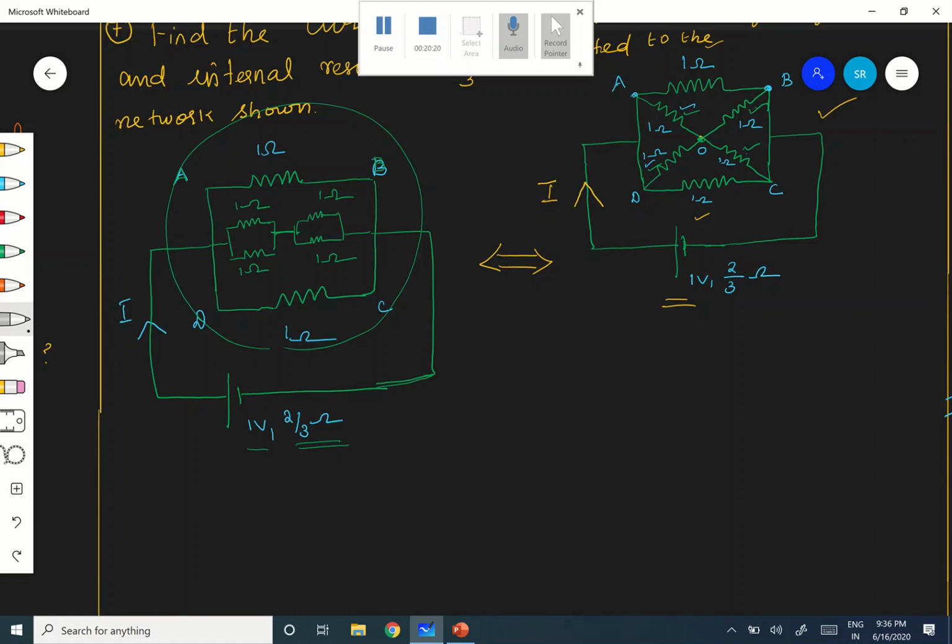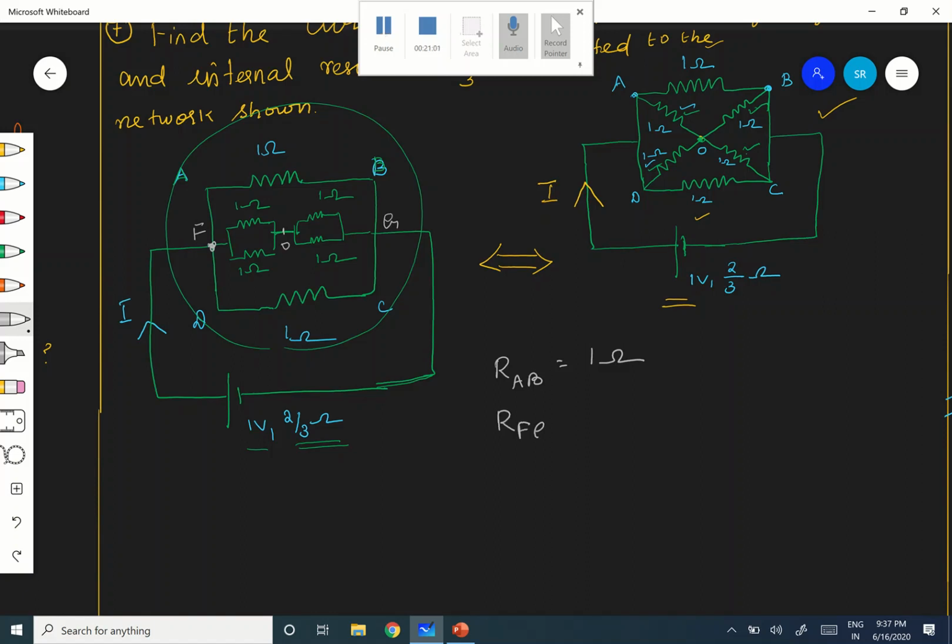Okay, let me give some names to it. Let this be ABCD. Okay, this is O, I think, right? Let me give the other labels. Yeah, fine. Okay, right. Therefore, now you tell me here, what is RAB? RAB is equal to 1 ohm. Correct? Now you have to find out what is RFG.